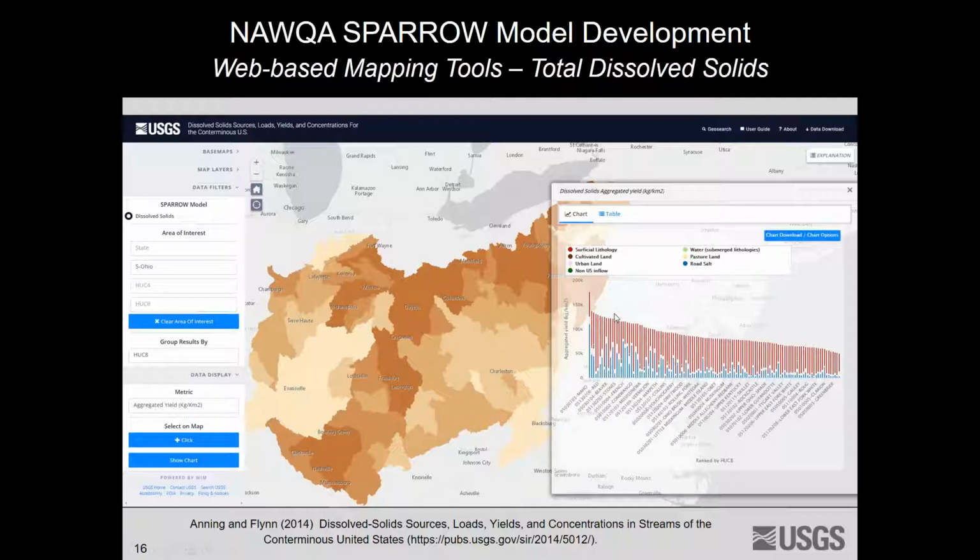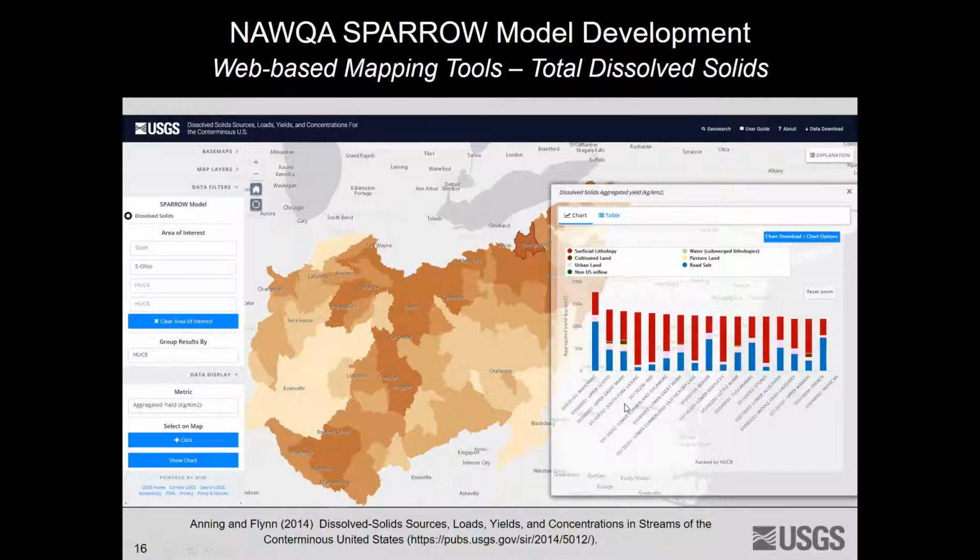You can come to the bar chart and click and drag across those bars, and it will zoom into those bars so that you can see them better. And there you can see how the sources are broken out for each individual catchment. As you hover with the mouse over each one of these, it will highlight on the map.